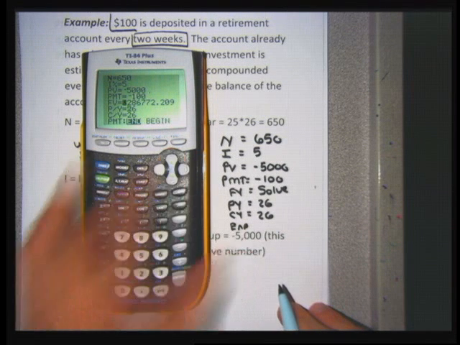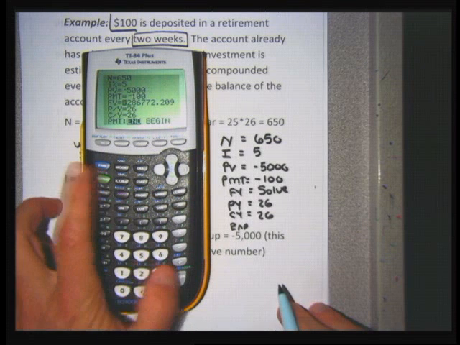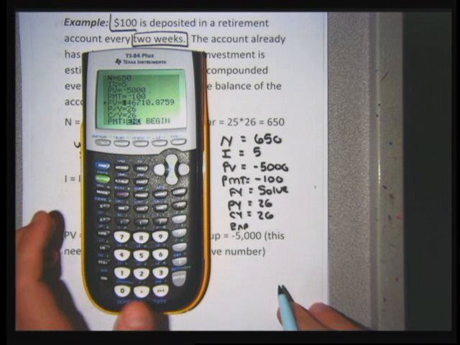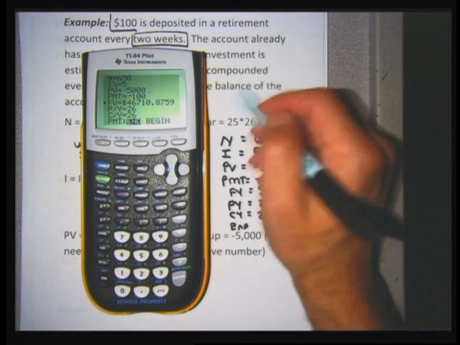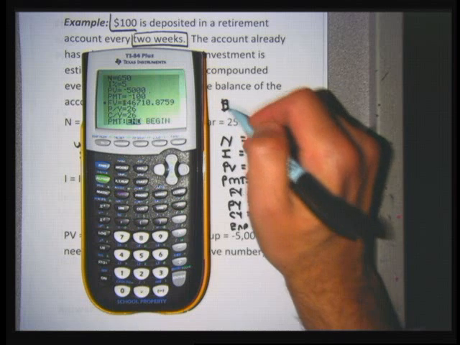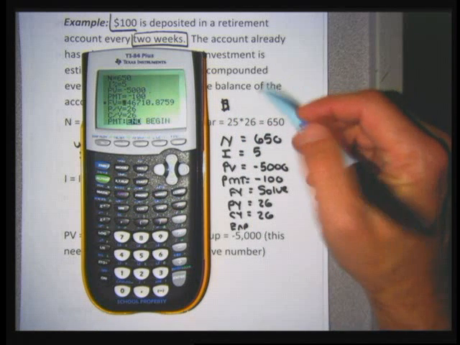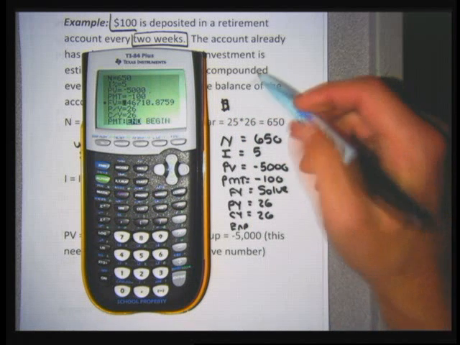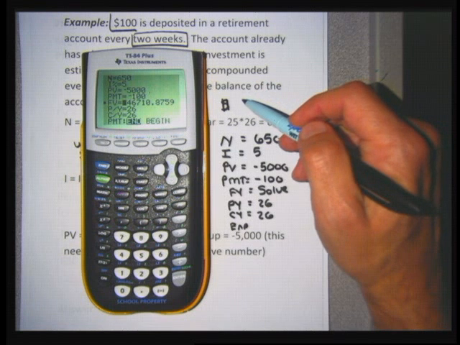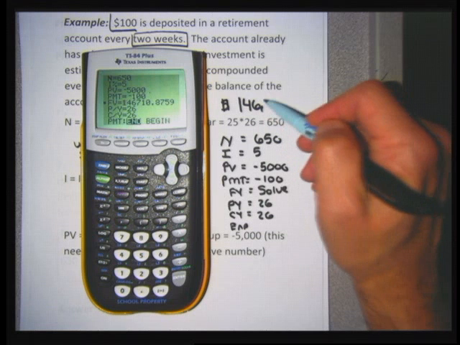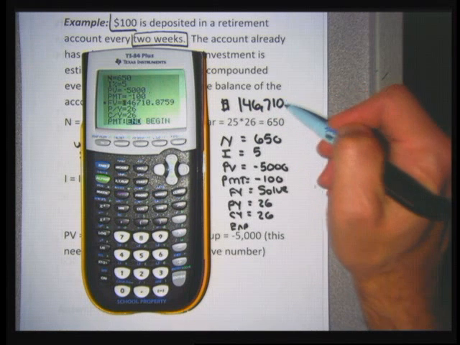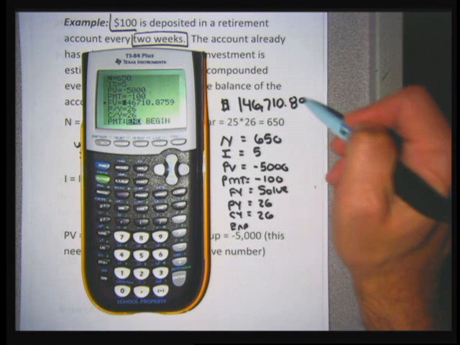Now I'm going to move up to the future value and hit alpha and enter. And I get $146,710, and I'm going to round that to 88 cents. So my answer for this, after 25 years of putting away, well, that's $2,600 a year, 100 times 26, I wind up with $146,710.88 rounded.